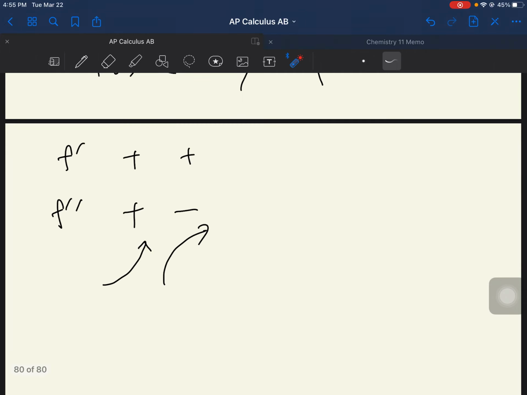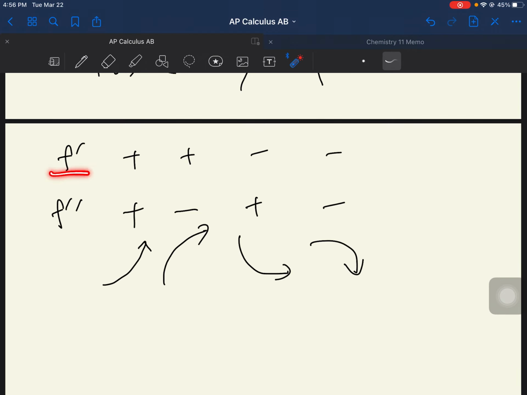And next, when f prime is negative, and the second derivative is positive, can you guess how the graph looks? Yes, it's going to be like this. Even though the value of f prime is negative, it's increasing as the x value increases. And lastly, when both are negative, the shape of the graph is like this.